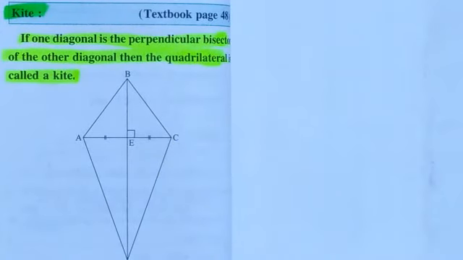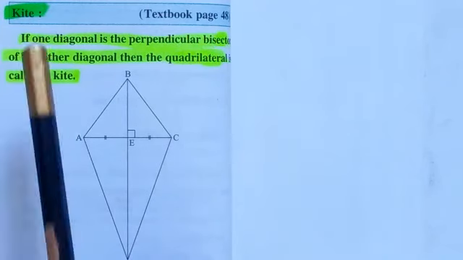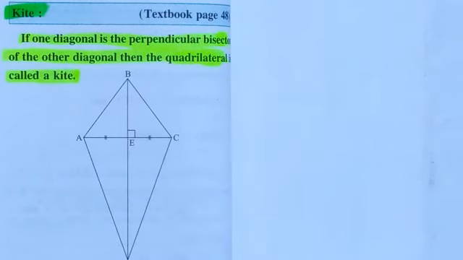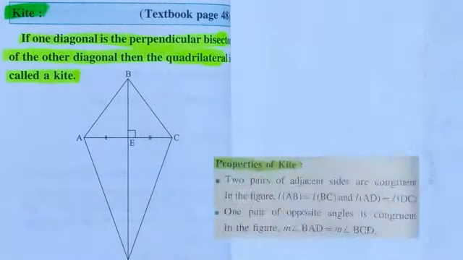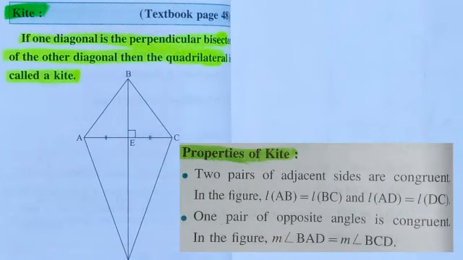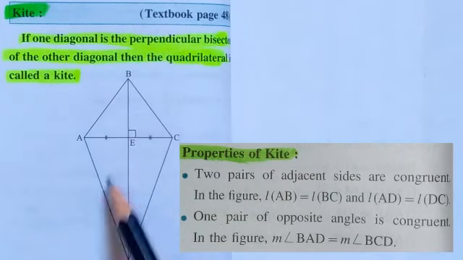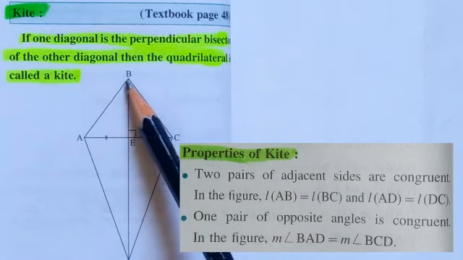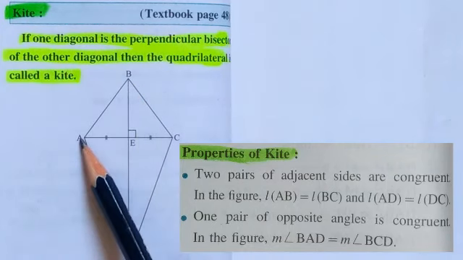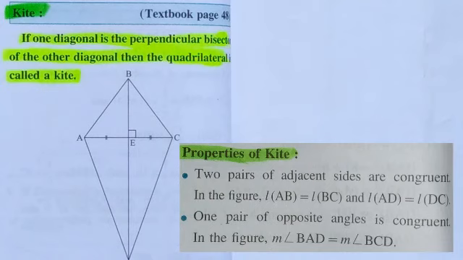Now students, let's see the last but the most important type of quadrilateral, that is kite. If one diagonal is a perpendicular bisector of the other diagonal, then the quadrilateral is called a kite. So this is the figure of kite. Quadrilateral ABCD is in the shape of a kite. Let's see the property of kite. Two pairs of adjacent sides are congruent. It means the two adjacent sides have the same measurement. So AB is equal to BC and AD is equal to CD.